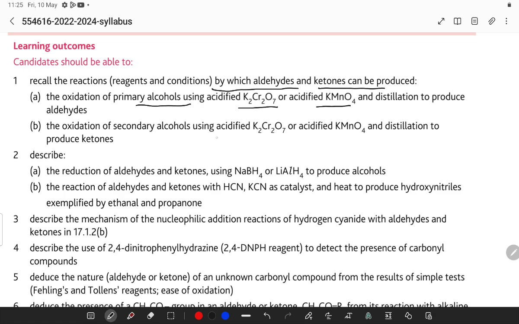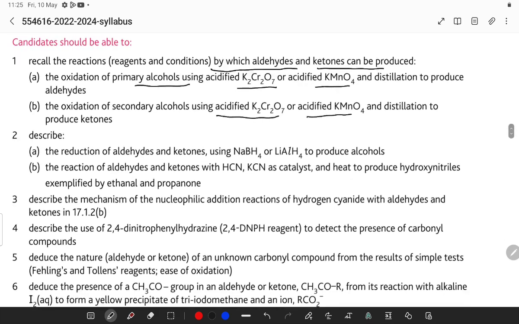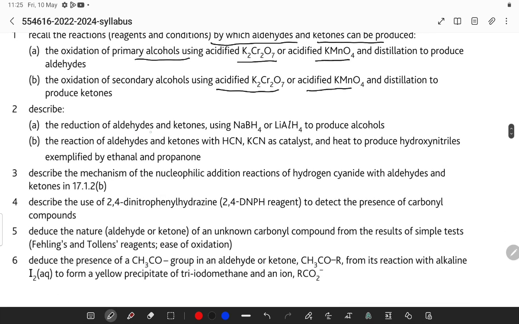Similarly, the oxidation of secondary alcohol using acidified potassium dichromate or acidified potassium manganate, with distillation, produces ketones. I have earlier discussed this reaction. Describe the reduction of aldehydes and ketones using NaBH4 or lithium aluminium tetrahydride to produce alcohols. Aldehyde gives primary alcohol, while ketones give secondary alcohol. So this is how to get primary and secondary alcohol from aldehydes and ketones. I have discussed this reaction earlier.